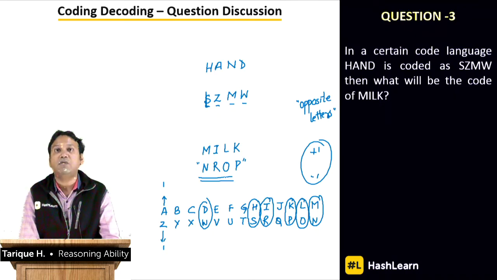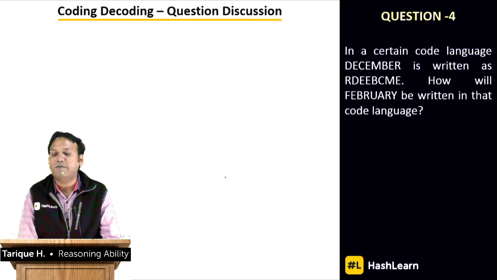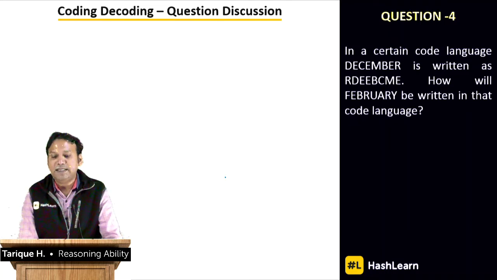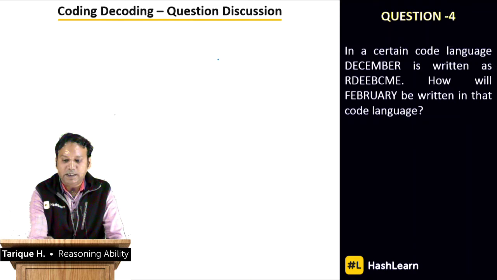Alright students, let's move now to the next question. Question number 3 we are done. Let's move to question number 4. In a certain code language, again the question of coding, the word December is written as RDEEBCME. So note down the word here, December. And try solving it along with me.